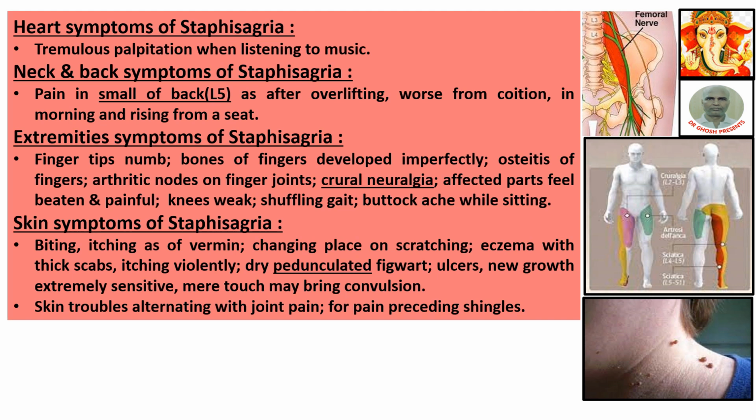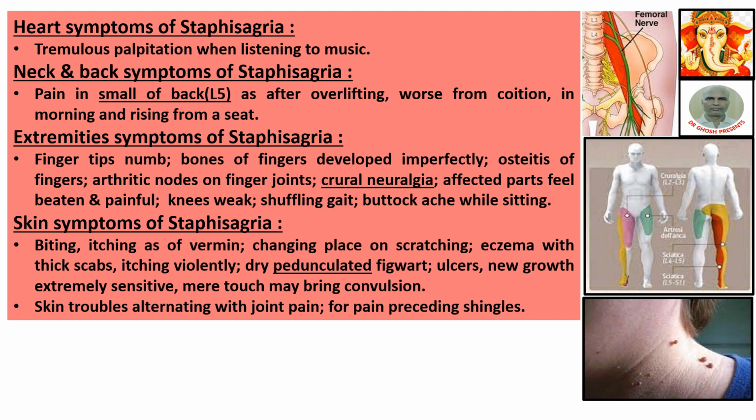Worse from coition in morning, rising from a seat. Extremities symptoms of Staphisagria: fingertips numb, bones of fingers developed imperfectly. Note this thing: bones of finger developed imperfectly. That is a developmental defect, yet homeopathic medicine works here. Osteitis of fingers. Osteitis means inflammation of bone. This may be infective, this may be idiopathic.